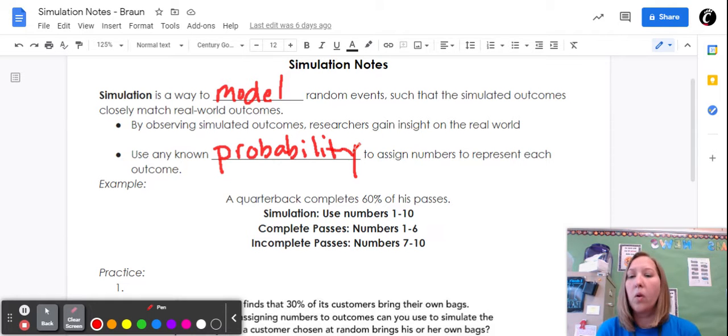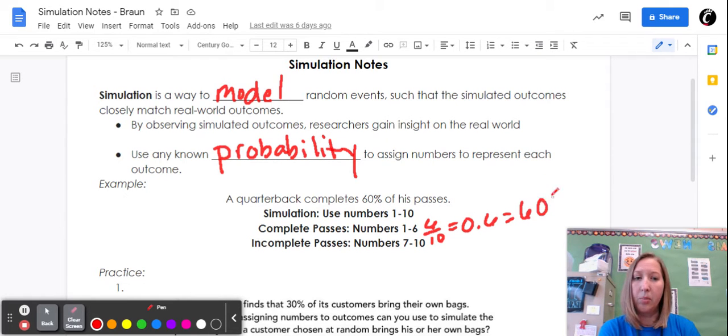All right. So for example, a quarterback completes 60% of his passes. So for our simulation, we would use the numbers 1 to 10. And since he's completing 60% of his passes, we would assign the numbers 1 through 6 to count as completed passes. This would be 6 out of 10, which we know is 0.6 if we divide, which is equal to 60%. So that represents our 60%.